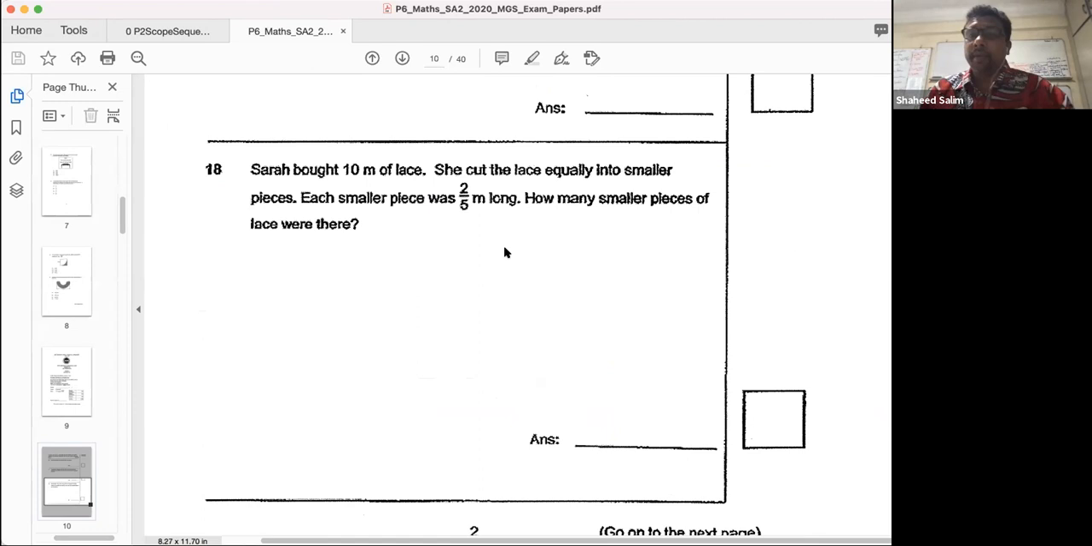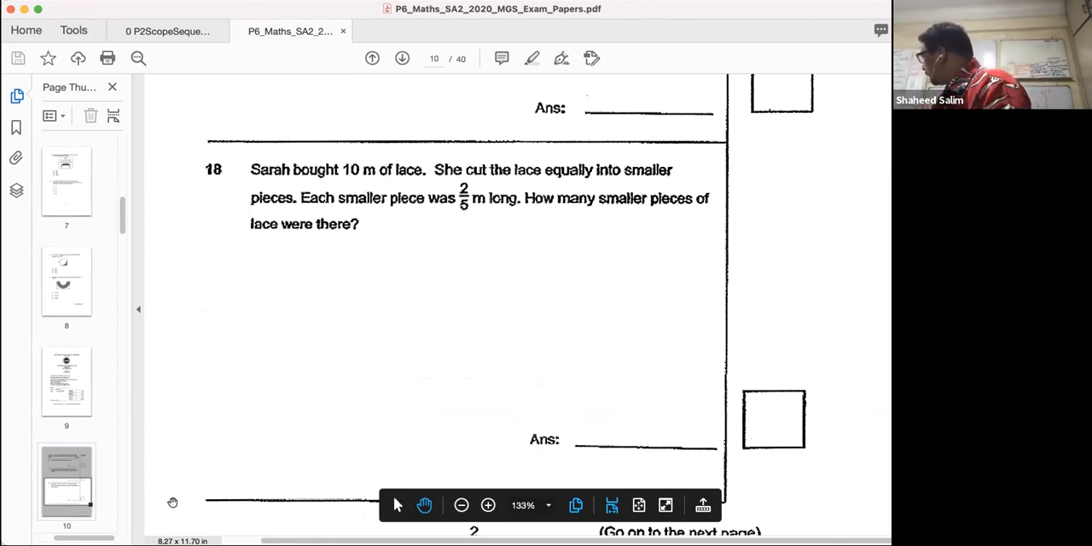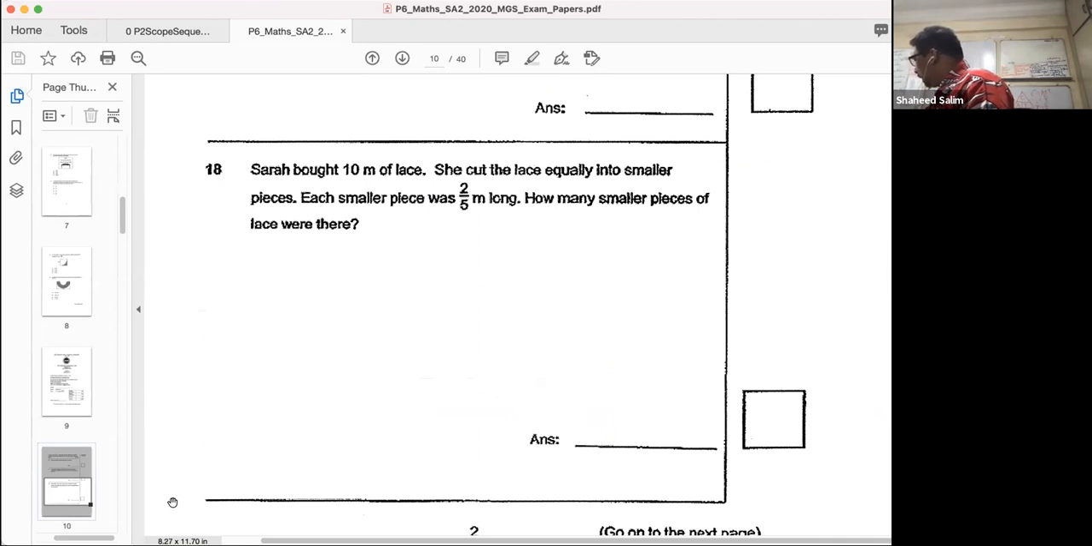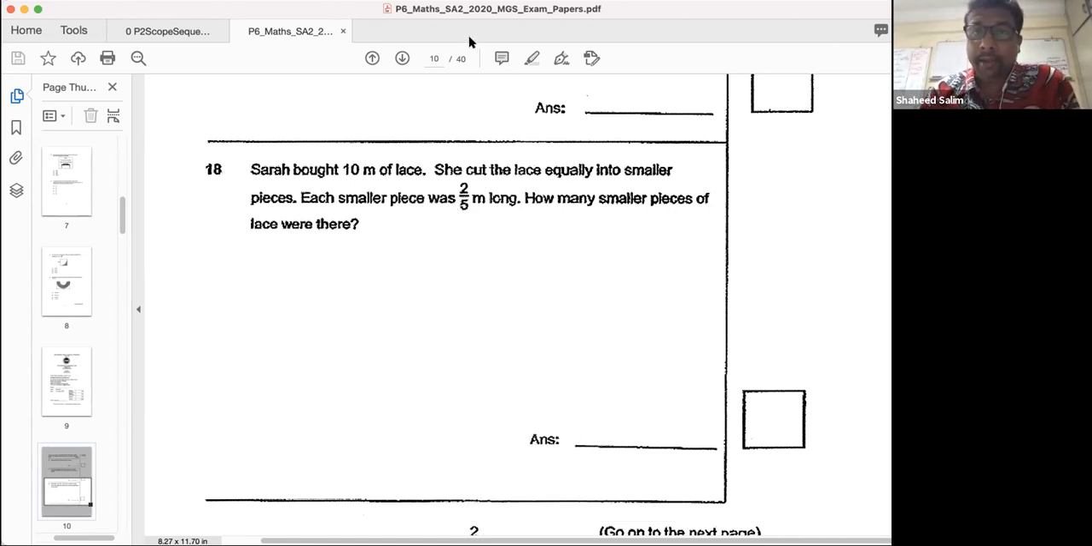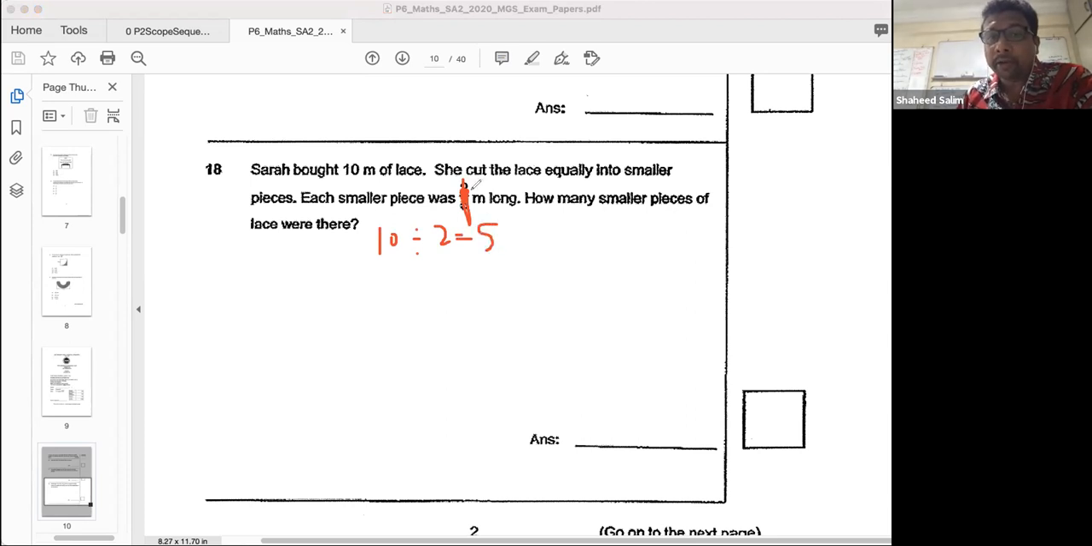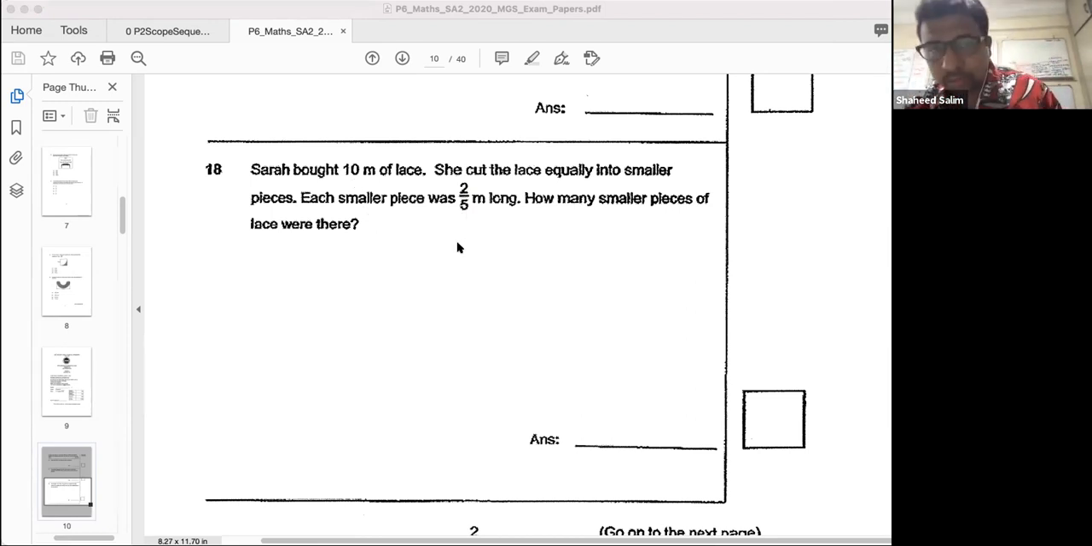Question number 18. Come on, boys. Very easy. If you don't know how to do this, change the number. Change the number to 2 meters. How many 2 meter pieces can you get? Let's say now you change it to 5. How do you get 5? You take 10 divided by 2, correct? You get 5. Well done. Now the real one is not 2, the real one is 2/5. So take 10 divided by 2/5 and you will get your answer. Come on, you can do this.